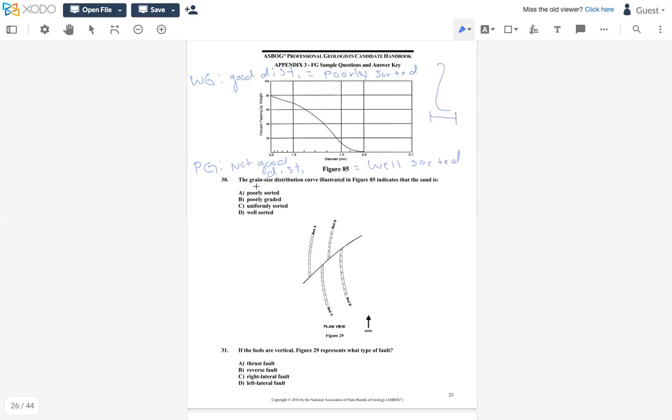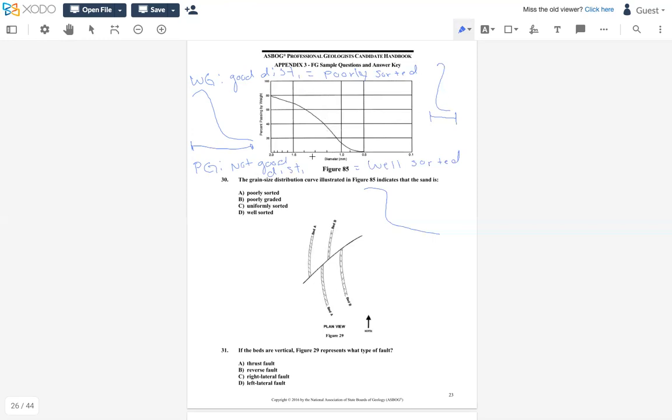Whereas if something is poorly sorted, you're going to have something that looks, okay, well, that's really bad. But let's see here. I'll do it again. Maybe that's better. Where you're going to have a lot wider range of sizes represented in your sample. So what we have here looks a lot more like this than it does this.